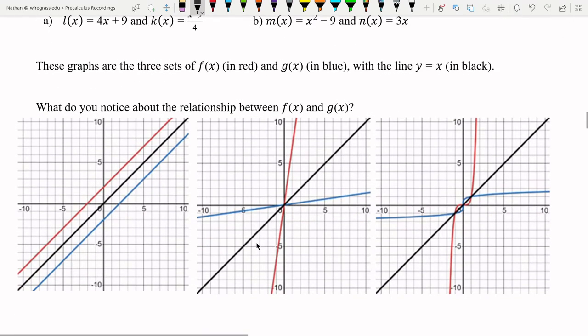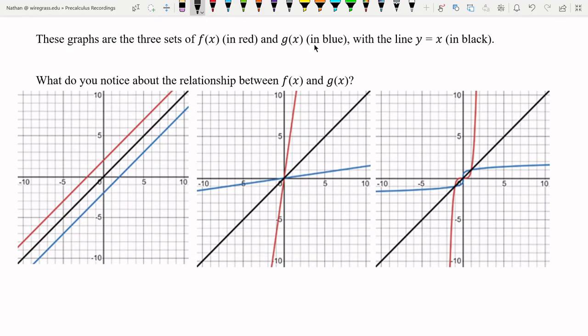Now, these are the graphs. We have f of x in red and g of x in blue, and the line y equals x is this black line. So this one here is x plus 2. This one here is x minus 2, just what I had written up above. This one here is 7x. This one here is x over 7. Then we have x to the 5th power and the 5th root of x. And the question is, do you notice a relationship between all of these things?